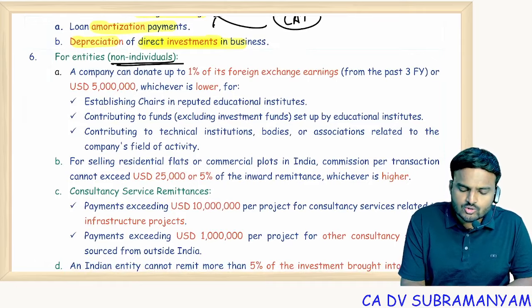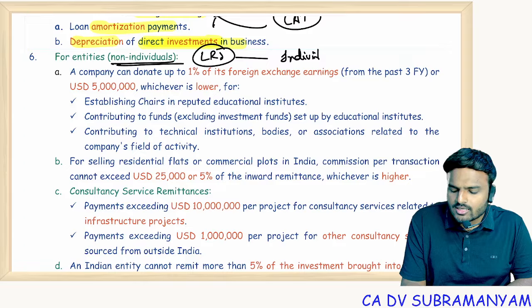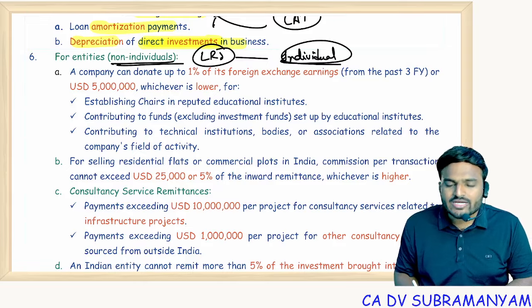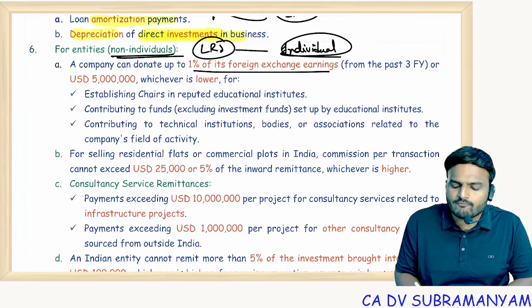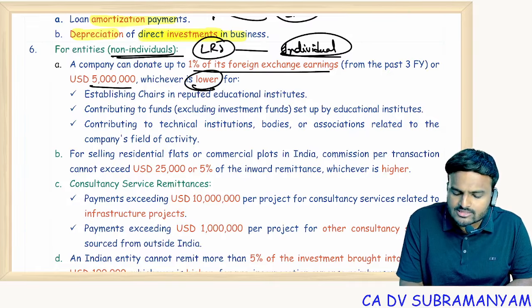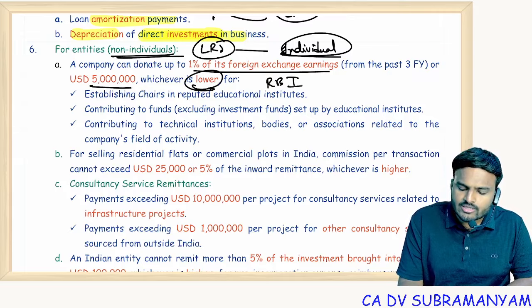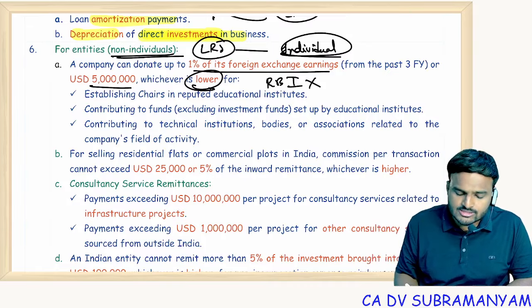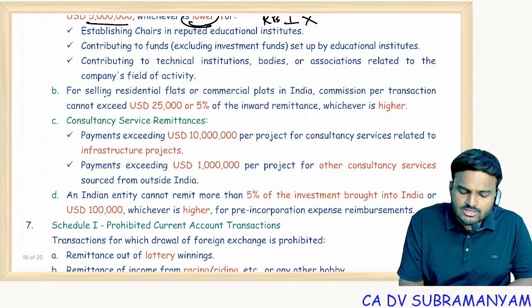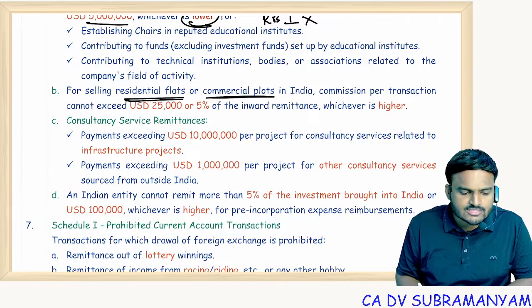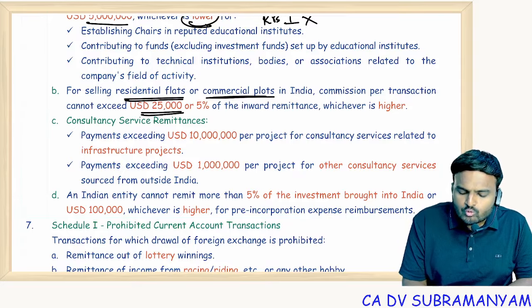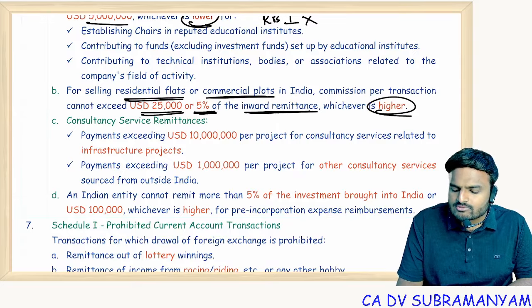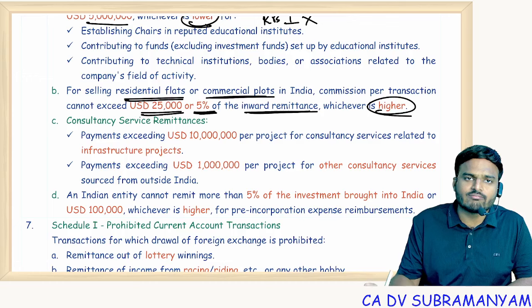LRS is applicable only to individuals, not to non-individuals. So for non-individuals, donations up to 1% of foreign exchange earnings or $5 million, whichever is lower, RBI permission is not required. Above the limits, RBI permission is required. Similarly, on commission for sale of residential flats or plots in India, real estate commission up to 25,000 or 5% of inward remittance, whichever is higher, RBI permission is not required.